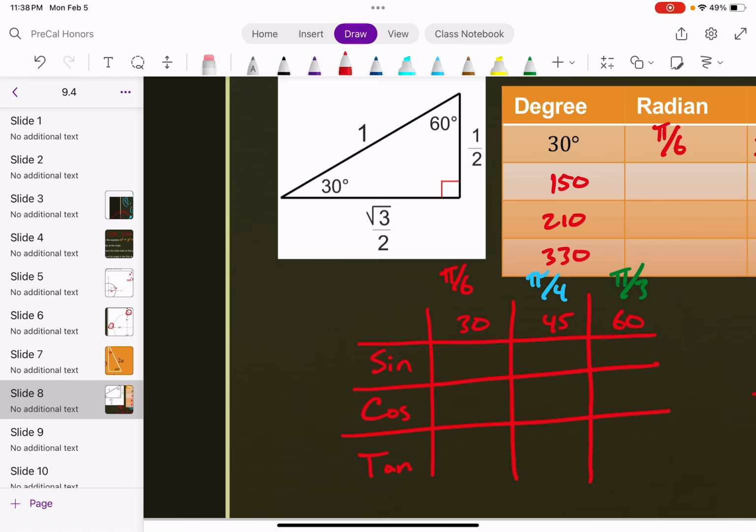We'll start off with our 30, which the sine would end up being 1 over 2, square root of 3 over 2, and the square root of 3 over 3. When we start working with the next column, which would be our 45, we're going to end up with square root of 2 over 2.